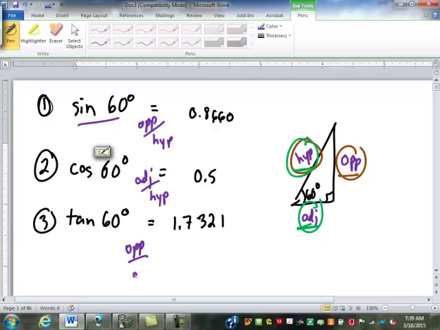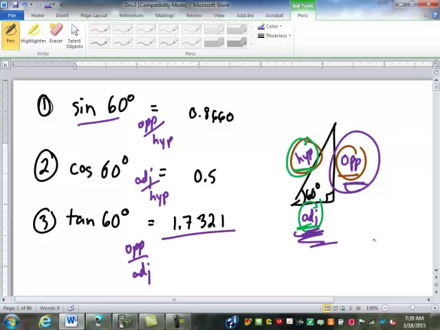Then, of course, tangent was opposite over adjacent. So that's saying, again, the ratio of this side to this side. It doesn't tell you how long either one of them is. It's just saying that this one is 1.7321 times whatever this one is. These functions just help us figure out the proportions we need. So we still have to know the length of one of the sides. Once we know the length of one of the sides, then these ratios allow us to find all the other sides, because we know the relationship between them.